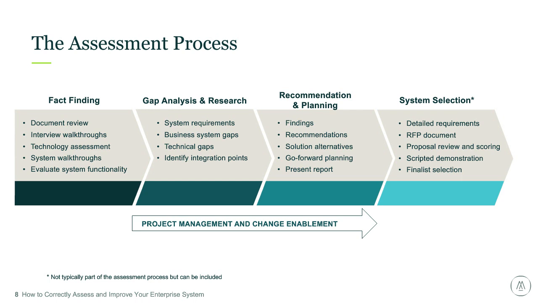The assessment approach I would recommend can, broadly speaking, be broken down into 4 different phases, all of which are anchored on strong project management and change enablement. The phases for a good assessment exercise starts with fact-finding, then followed by gap analysis and research, and continues with recommendation and planning, and if required, a system selection phase. The system selection phase is usually a separate process by itself, but can be included as part of an overall assessment and selection project.